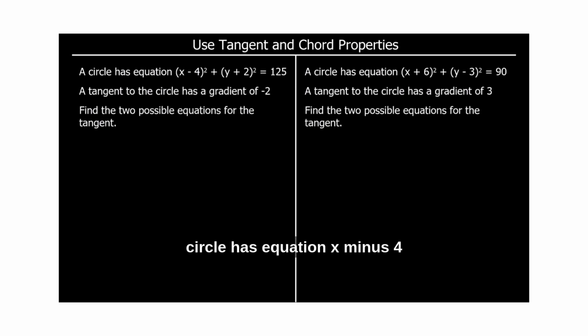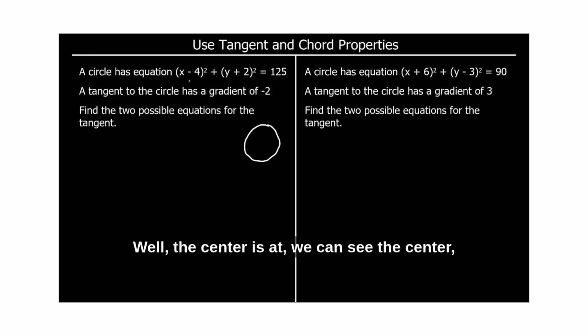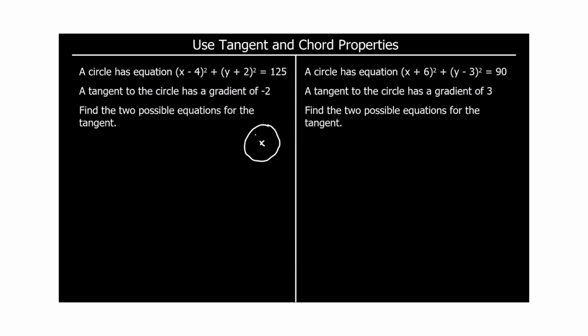A circle has equation x minus 4 squared plus y plus 2 squared equals 125. A tangent to the circle has a gradient of negative 2. Find the two possible equations for the tangent. So we have a circle. We can work out the center. Well, we can see the center is at 4, negative 2. And we've got a tangent with a gradient of negative 2. So it's either here or here.